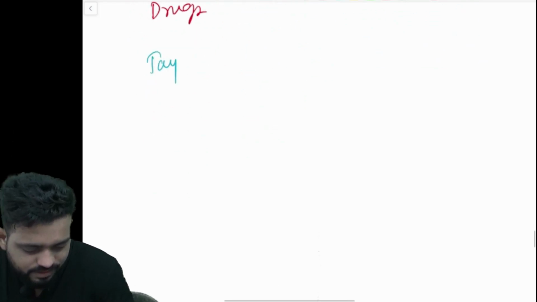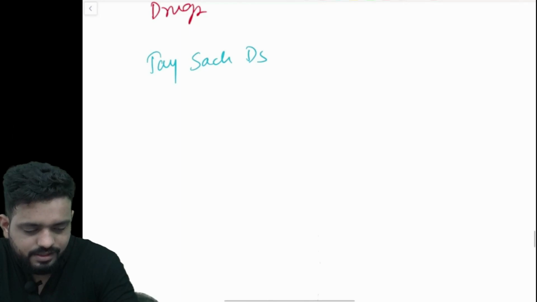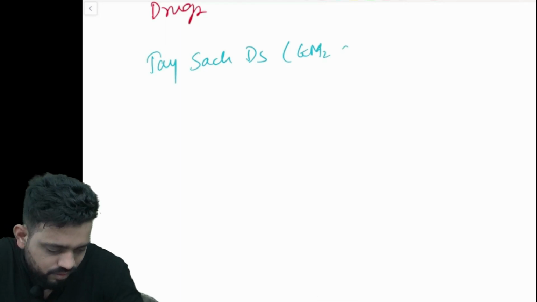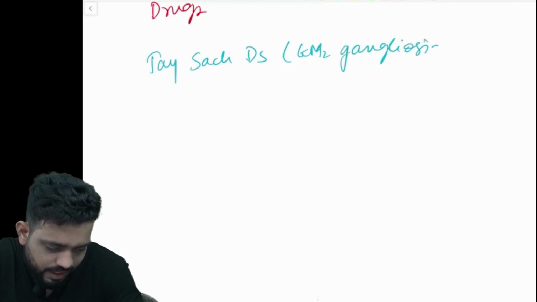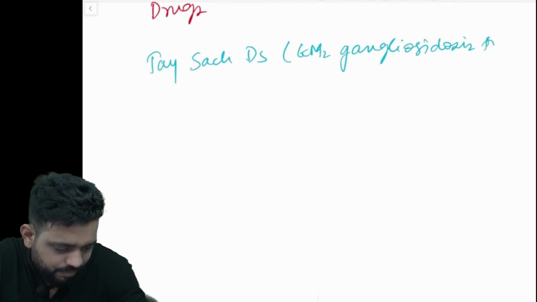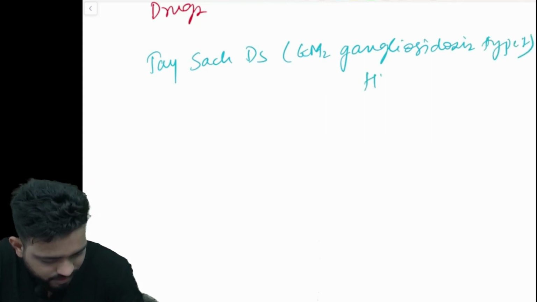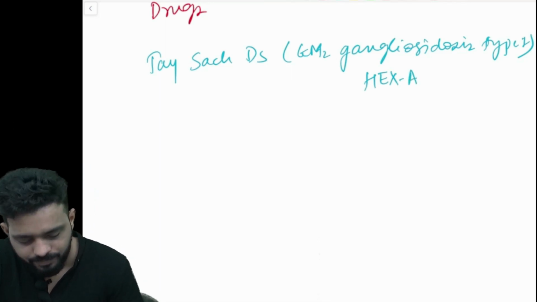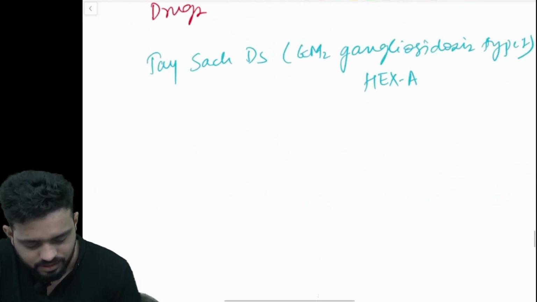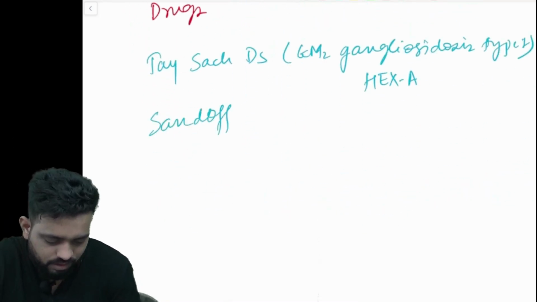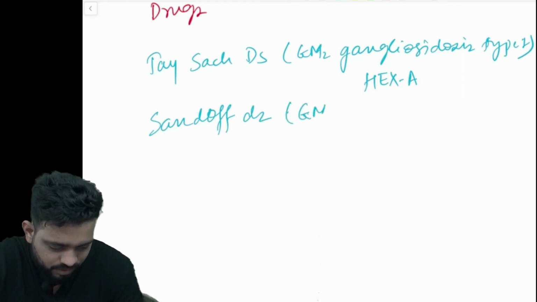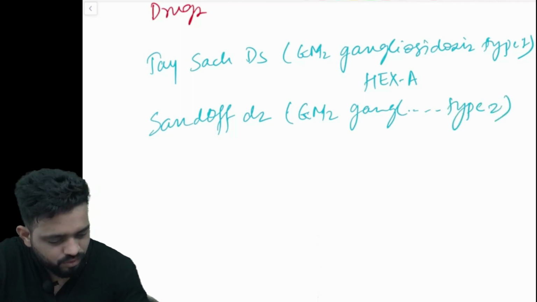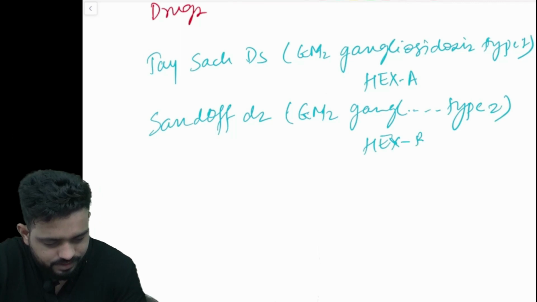T stands for Tay-Sachs disease, which is also called GM2 gangliosidosis type 1, and, see, I am covering MCQs here as well, the gene involved is HEXA. Okay, what was the next? Sexy. S stands for Sandhoff's disease. It is again GM2 gangliosidosis, but it is type 2, and the gene involved is HEXB.